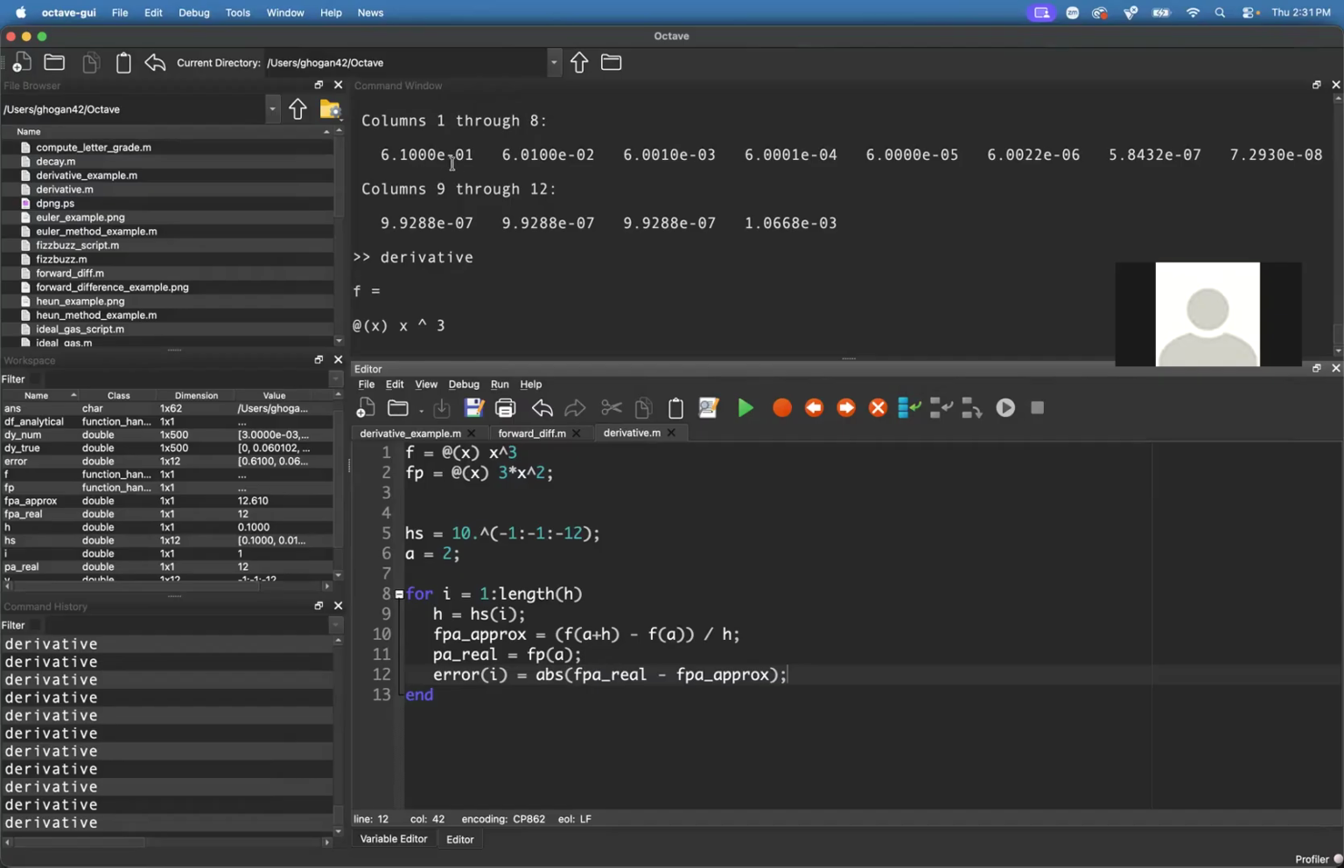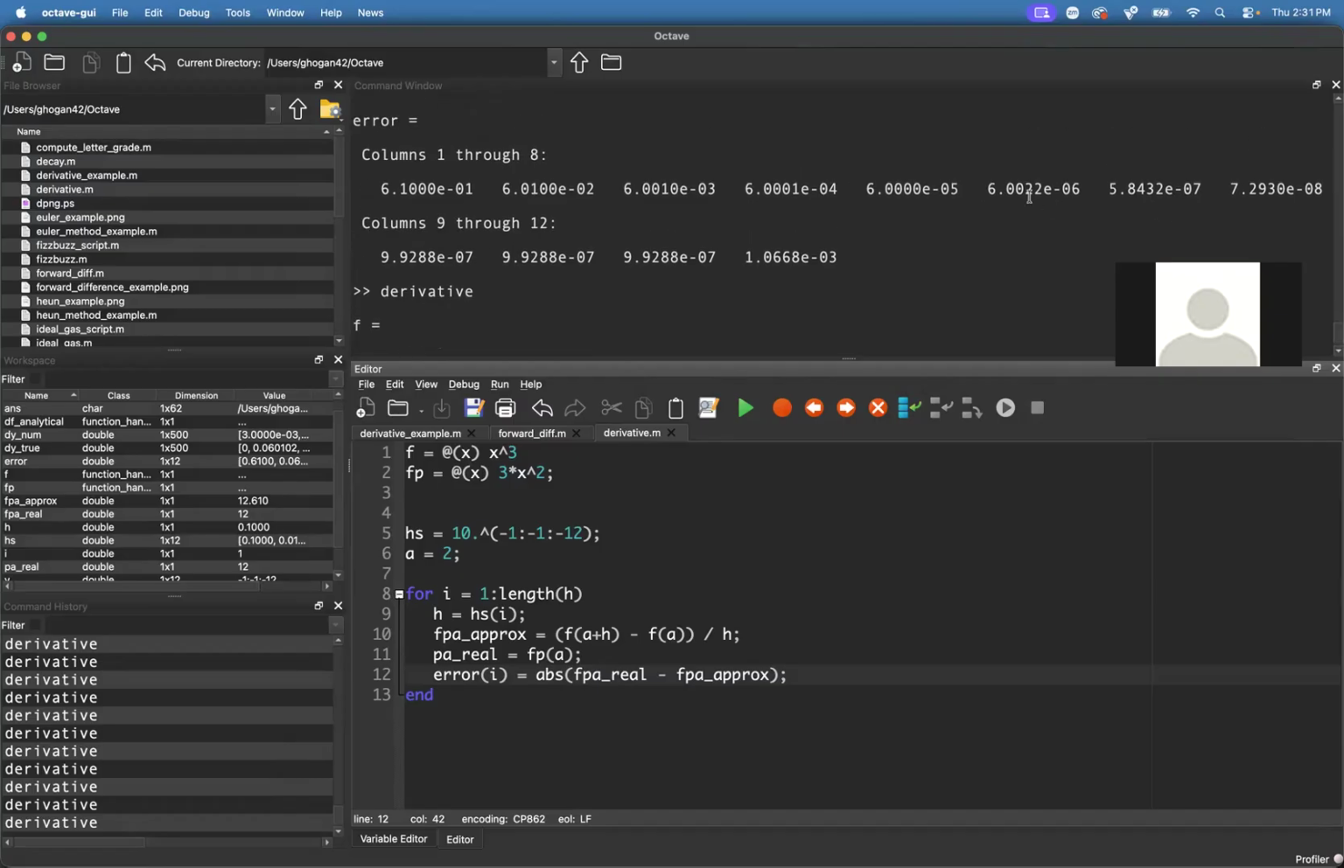I lied to you. So 6 to the -1, 6 to the -2, etc. And that goes down to like 6 to the -6, and then 5 to the -7, and then 7 to the -8. The pattern is kind of falling apart here. 10 to the -7, 10 to the -7, 10 to the -7, and then 1 times 10 to the -3. So that's bad. The error went down to about 10 to the -8, but then it comes up a little bit. At some point, the error just stops getting better as we decrease the h size, even though technically, from a theoretical standpoint, the smaller the h value, the better the result should be.